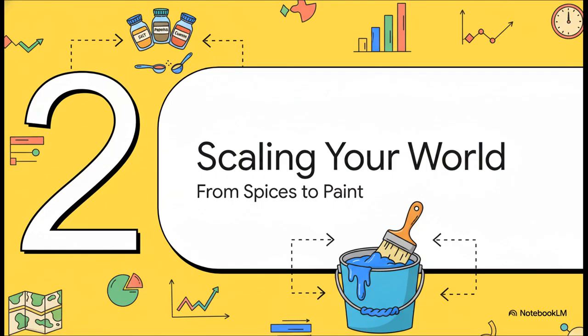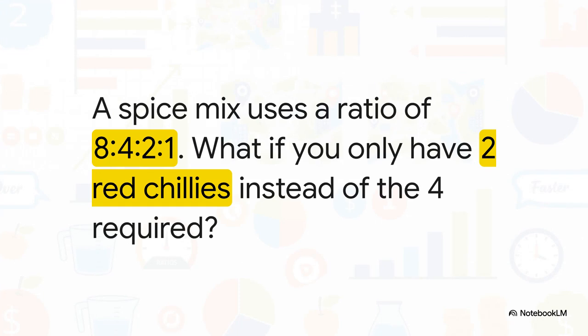This whole idea of keeping ratios the same is called scaling, and trust me, it's not just for recipes. You use it for everything from tiny, intricate spice mixes to giant buckets of paint. Okay, a 2-part ratio is one thing, but life gets more complex, right? Let's say you have this special spice mix that uses a 4-part ratio, 8:4:2:1.